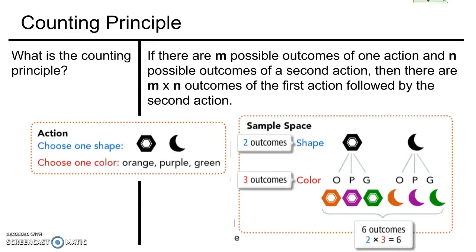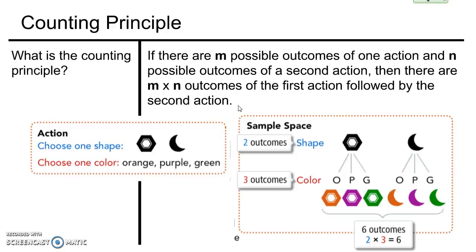All right, what is the counting principle? Sometimes we see it called the fundamental counting principle. Copy this into your notes. The counting principle: if there are M, and M will be a number, possible outcomes of one action, and N will be a different number, possible outcomes of a second action, then there are M times N, we're going to multiply those numbers, outcomes of the first action followed by the second action.